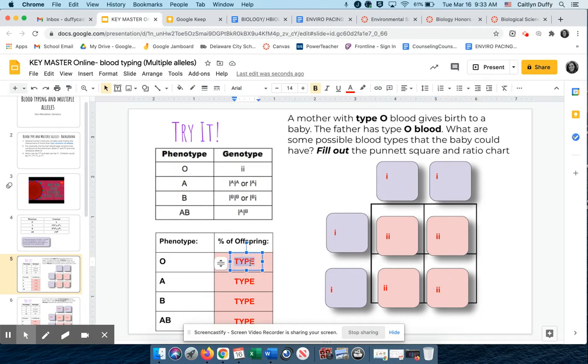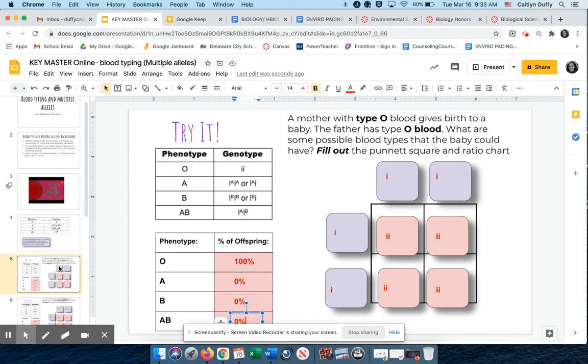For type O, 100% of offspring are type O, 0% are A, 0% can be B, and 0% can be AB. As a reminder, when we're doing those phenotype and genotype ratios, even if it's 100% O, tell me the other possible phenotypes it could be and put those 0 percentages next to them.